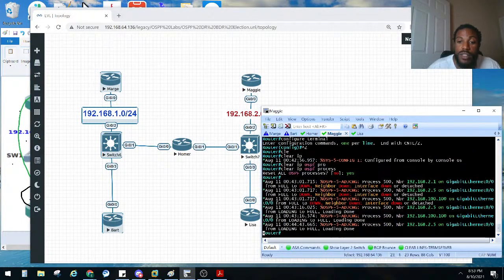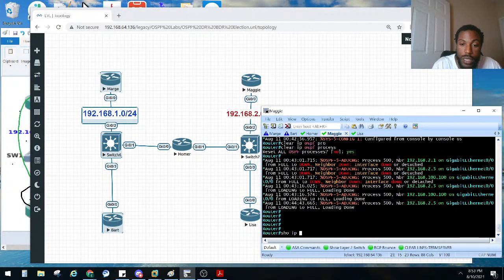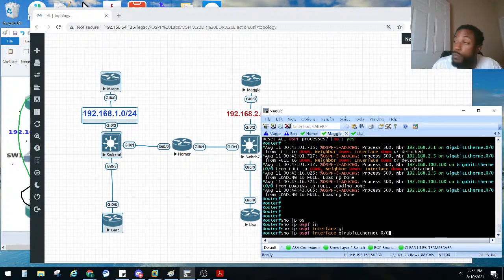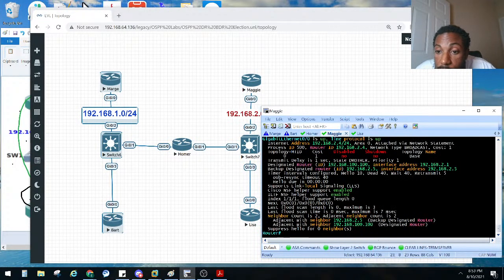Maggie is now the show IP OSPF interface GI00. And Maggie is right now the DROther, right? Because if you're not a BDR or a DR, you are a DROther, right? So we need to change probably the IP address. So we don't want her to be the designated router. So we need something that's a little bit lower than that IP address. So let's go with like 100.50. And that should fix the problem, right?